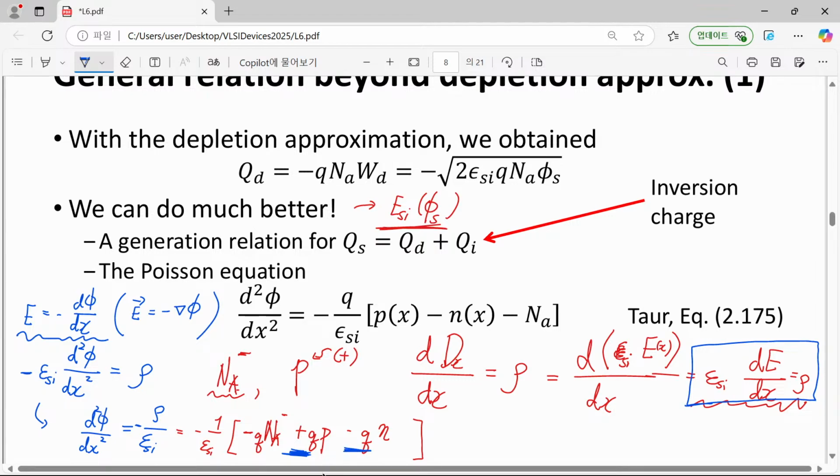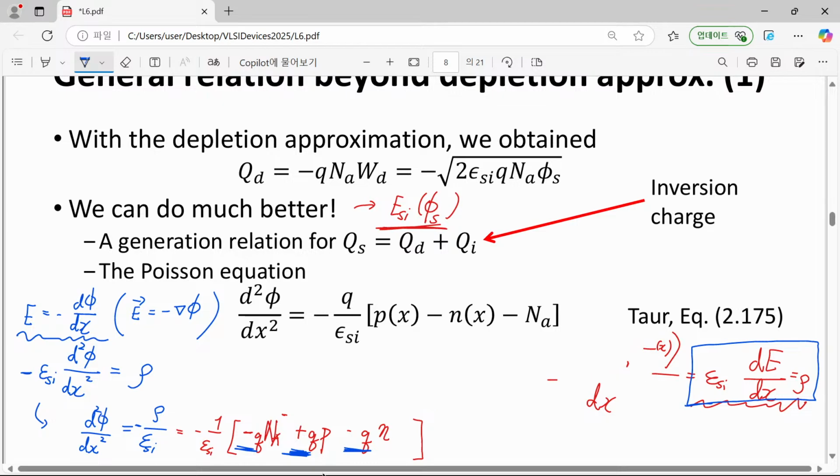And in the case of ionized acceptors, they are also charged with minus Q. Okay, so this is the expression. So that's the reason why. So now let's have a look at the final form, Poisson's equation.